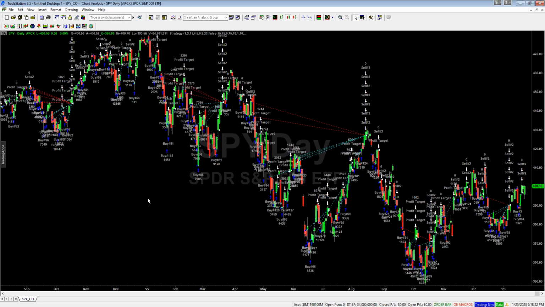Now, the model does not have any stop losses. It does have losing exits, however. So we do have losing exit criteria within the model structure, just not an actual max stop loss.